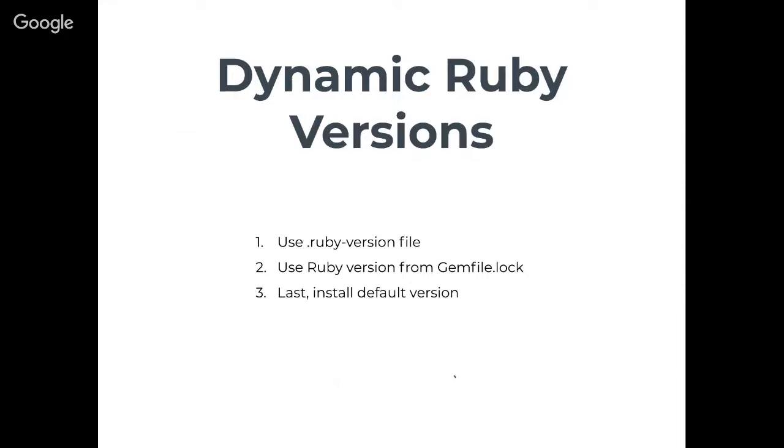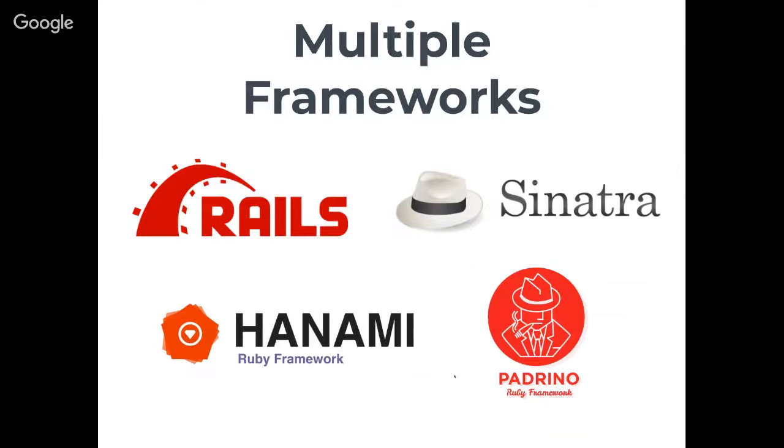So the dynamic Ruby versions mean that you can just go define any one of those and then change it. If you've previously deployed 2.4.3, then it will be installed. But if you change it and you deploy your application again with 2.5.0 in the file, then it will automatically install that version next time around. So it's kind of nice to have that automatically done for you.